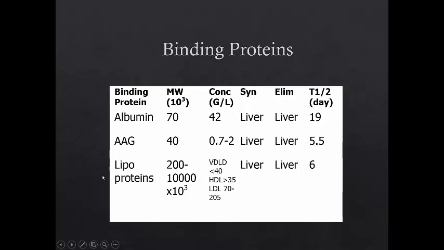The third type, which is the least important because it's not very common that drugs are bound to lipoproteins, is related to cholesterol, right? So if a patient has high cholesterol, they're going to have more binding proteins. If they have a lower cholesterol, or if you're trying to lower their cholesterol with drugs, you can see a decrease in their N here. And again, synthesized and eliminated in the liver, and the half-life is about 6 days.